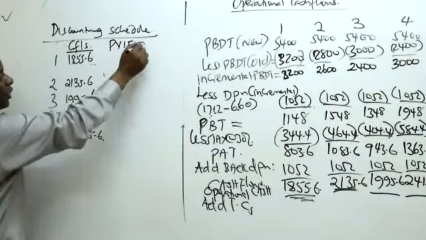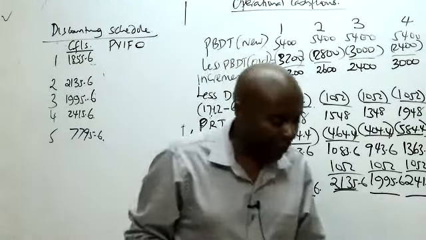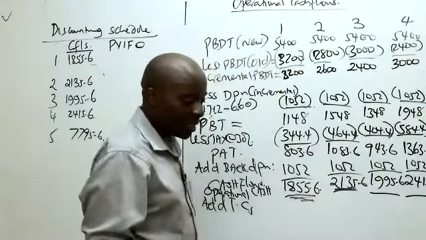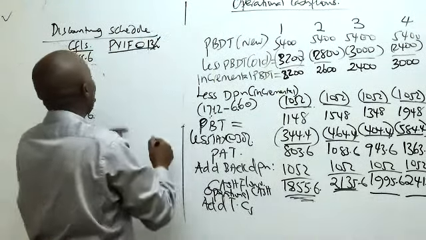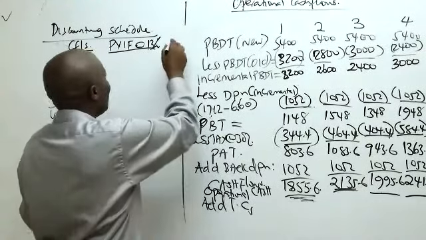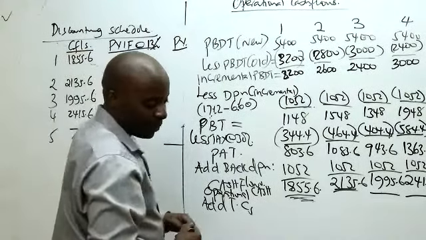So create a column for PV. What is the cost of capital? The cost of capital given is 13%. So please use this 13%, give me the PVs for all the years, and then give me the total present value. I'm giving you exactly 2 minutes.